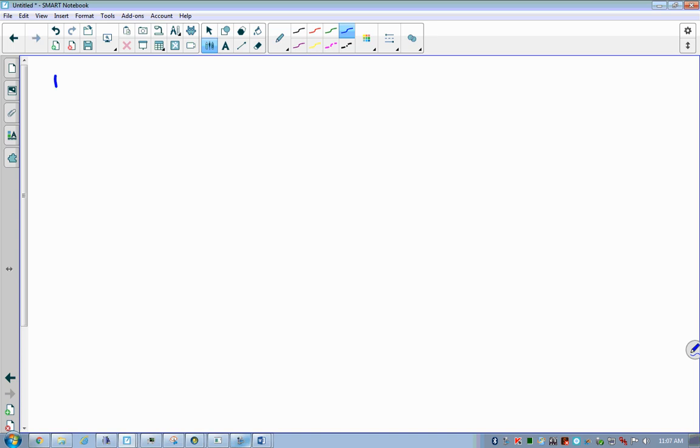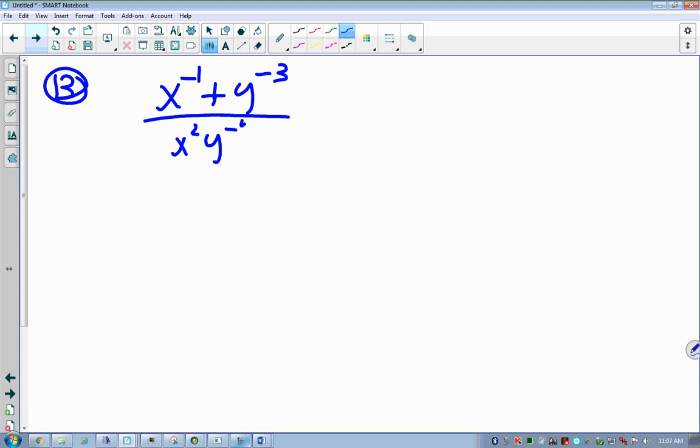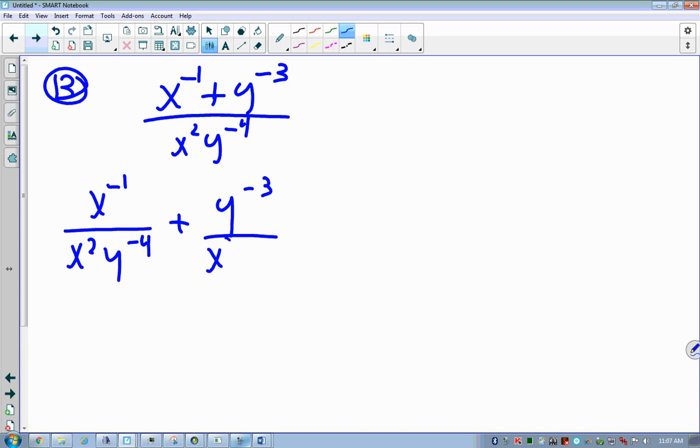All right, 13. X to the negative first plus y to the negative third over x squared y to the negative fourth. All right, let me look at something here. Yep, that's what I thought. So if we haven't seen this already, what we're going to do is split this into two different fractions. We're going to write x to the negative first over x squared y to the negative fourth plus y to the negative third over x squared y to the negative fourth.